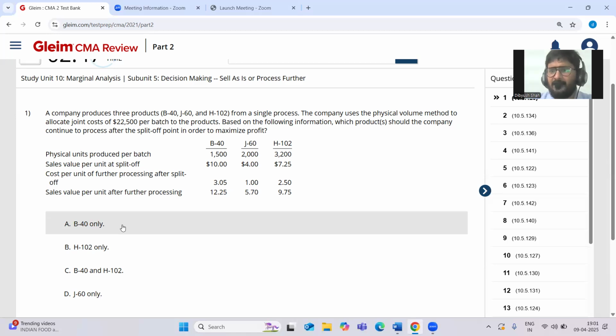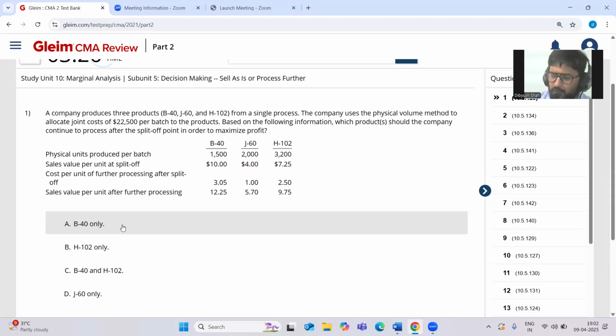Sale value per unit at split off: for B40, I have $10, J60, $4, and H102, $7.25. Cost per unit of further processing after split off: 3.05, 1 and 2.50. Sale value per unit after further processing: 12.25, 5.70 and 9.75. They are asking which products the company should process further to maximize profit.